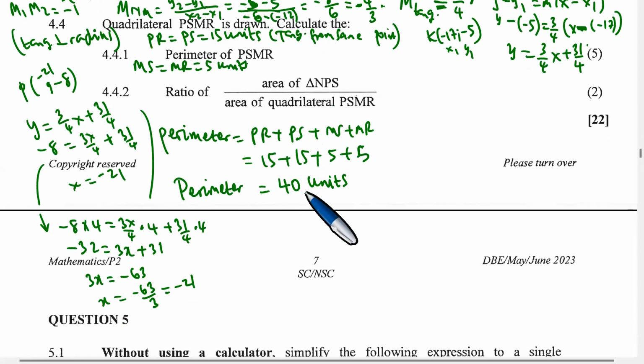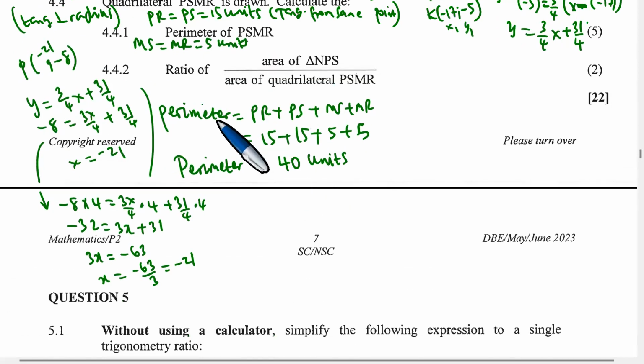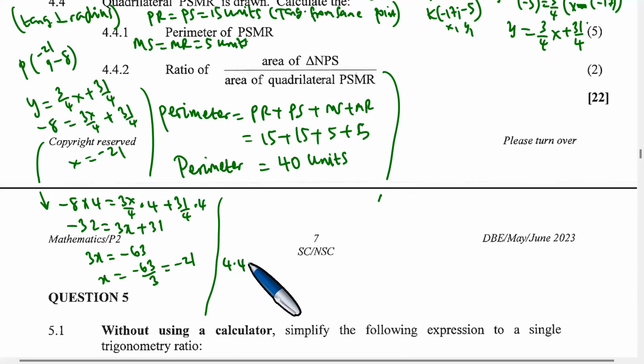Next, but last but not least for that question, we want to find the ratio. What is the ratio? The area of the triangle, this one, divided by the area of the quadrilateral, and we get the answer. Let's just do that one very quickly. So next we do this question. I'm gonna do a small division here. So we're gonna do 4.4.2.